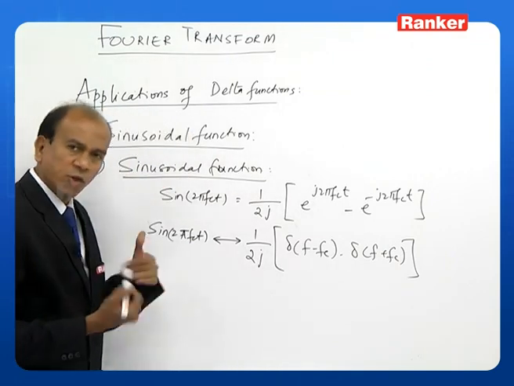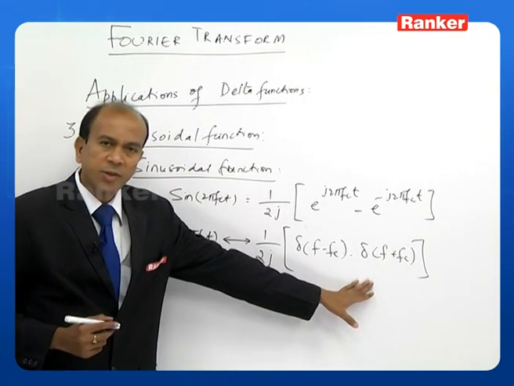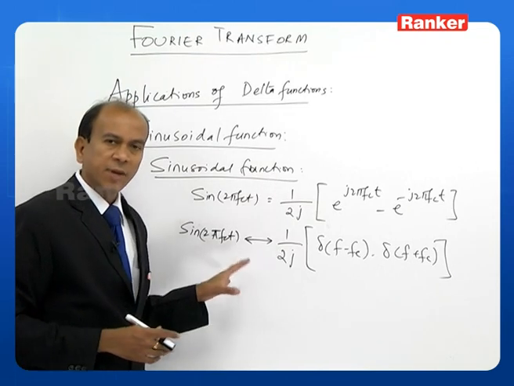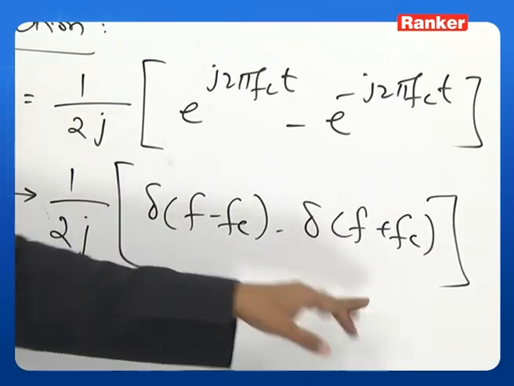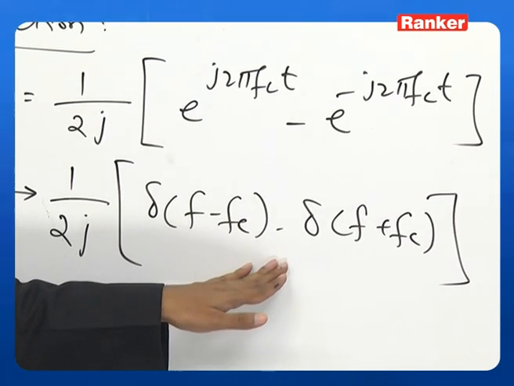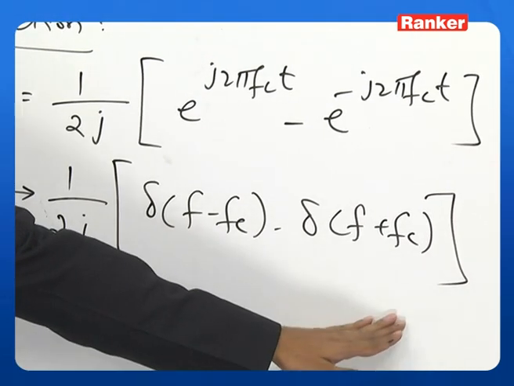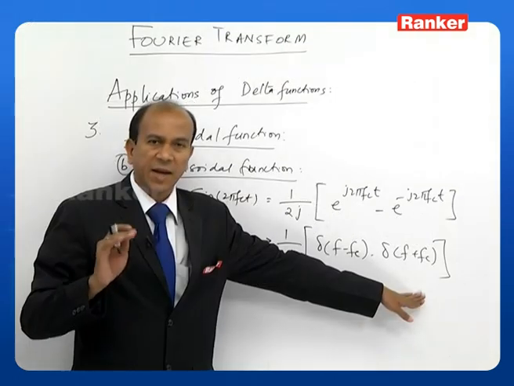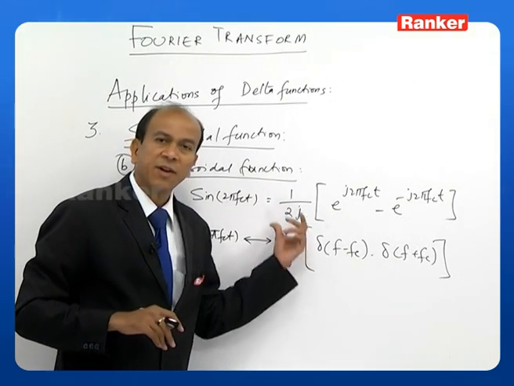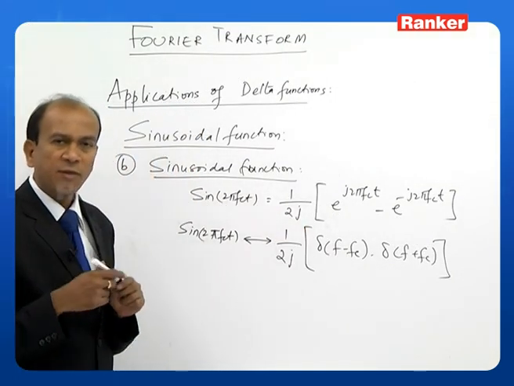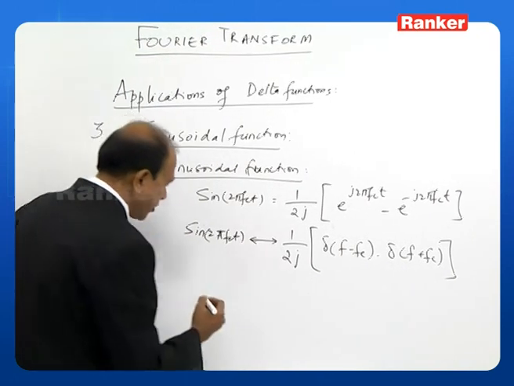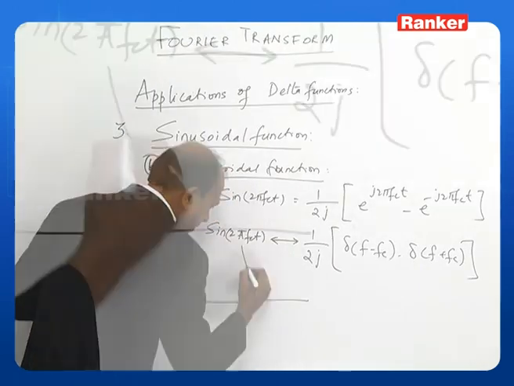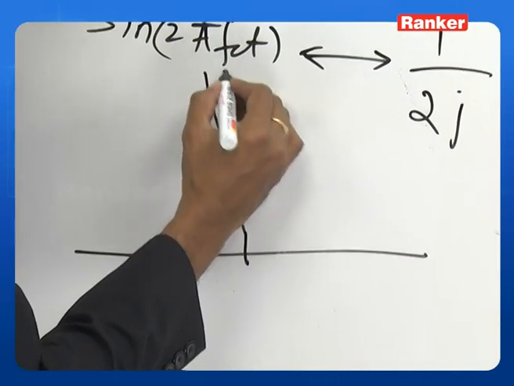So, again this Fourier transform is also equal to two delta components, one existing at f is equal to fc and the other one existing at f is equal to minus fc. Of course, there is a scaling factor of 1 by 2j. So, let us draw the frequency spectrum for this. So, this looks like this. This is g of f.